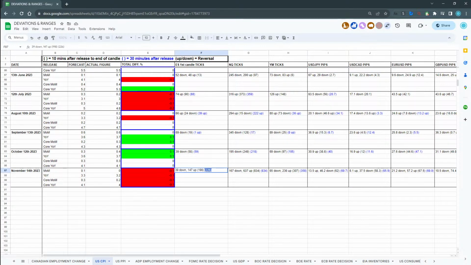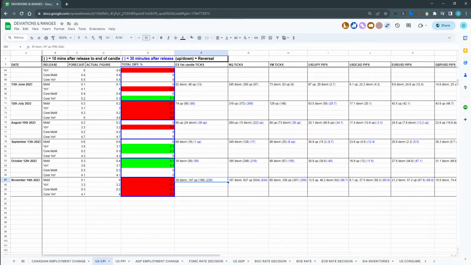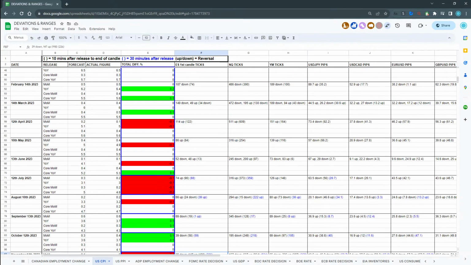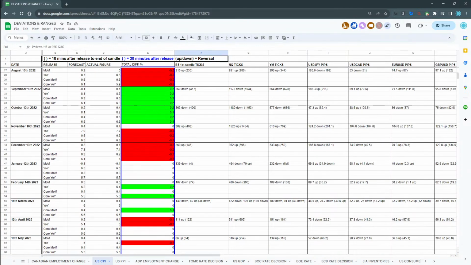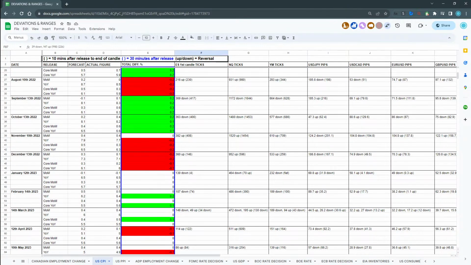And then the blue bracket that I've highlighted represents the move 30 minutes after the economic release has come out. This is quite useful to understand what kind of deviations you could be looking for, how the market is going to react depending on what the figures are, and you get a good sense of how the markets have reacted to CPI in the past.